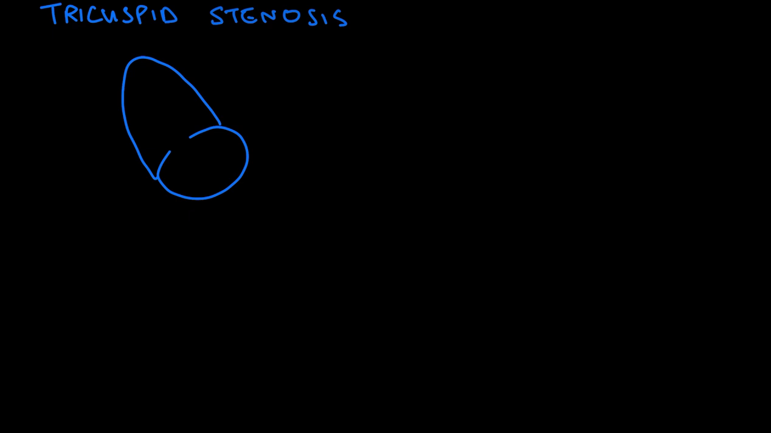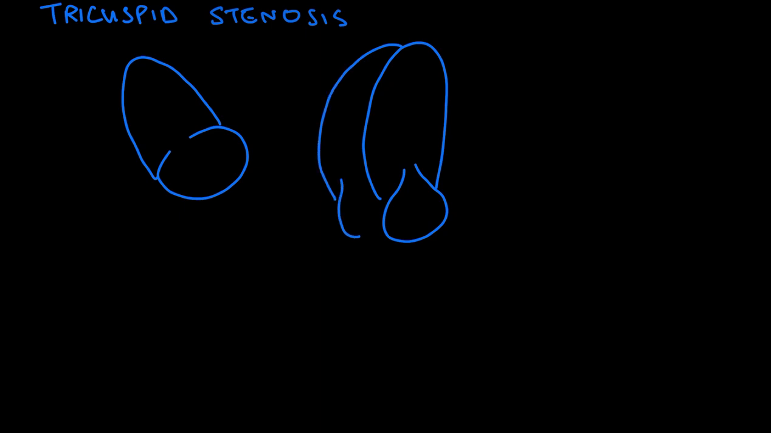Or you can also assess it in the apical four-chamber view. Left atrium, left ventricle, and right atrium. And what you can do is you can measure your continuous Doppler with either of those views. And if you have a stiff tricuspid valve, you may see something like this.